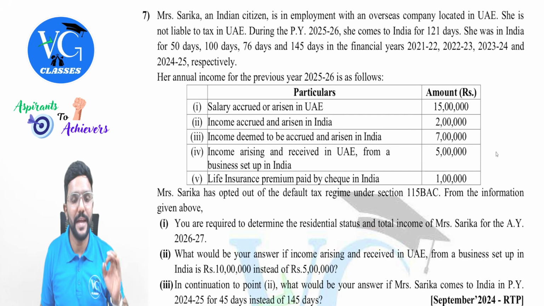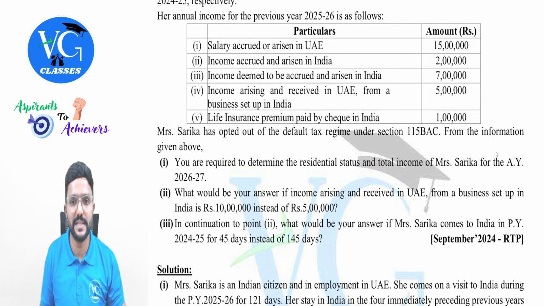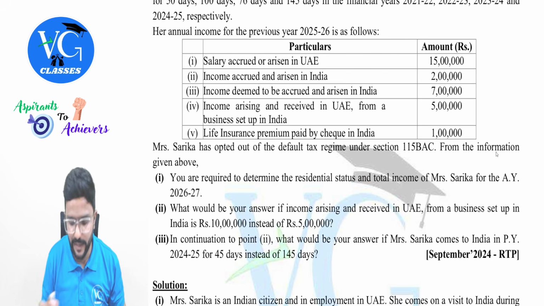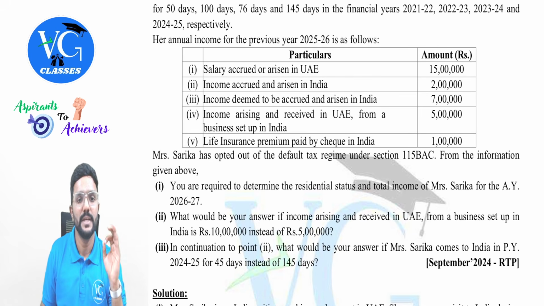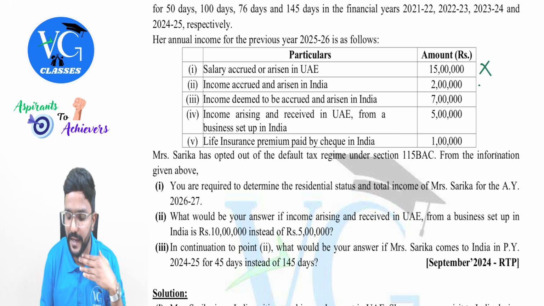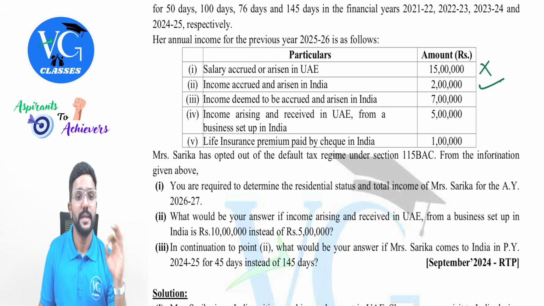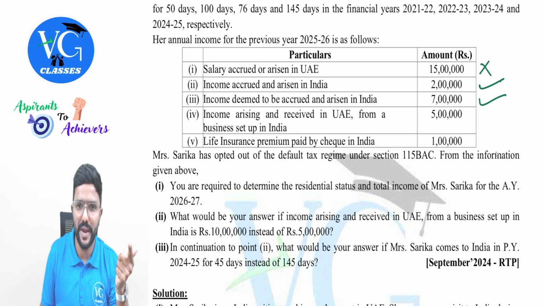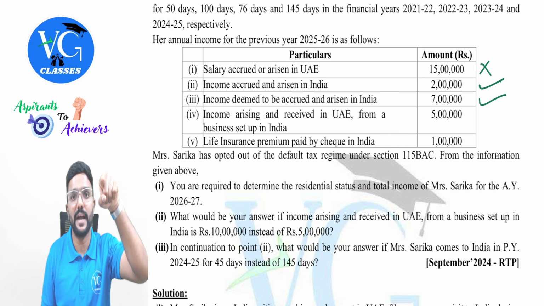Her annual income for the previous year 25-26 is as follows. Let us mark there only. What all should we take? Salary accrued or arisen in UAE, it is foreign source. Then income accrued and arisen in India, Indian source. Next, income deemed to accrue or arise in India, Indian source. Next, income arising and received in UAE from a business set up in India.